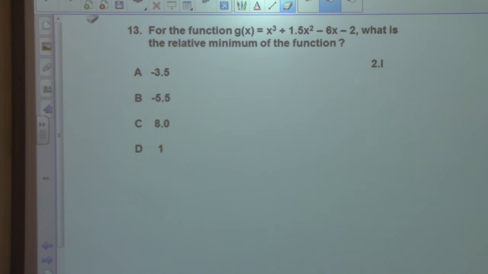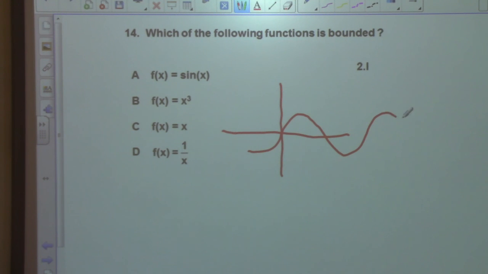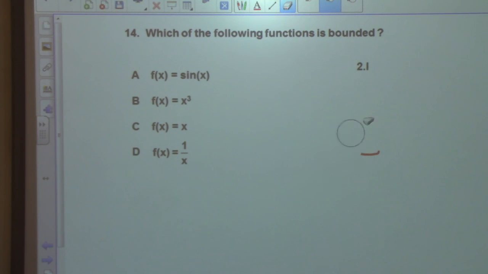Next, which of the following is bounded? What'd you get for that one? I got A. Should be A, because if you graph this function, you'll get this, bounded above and below, which means bounded. So yes, A is your correct answer for that. A.